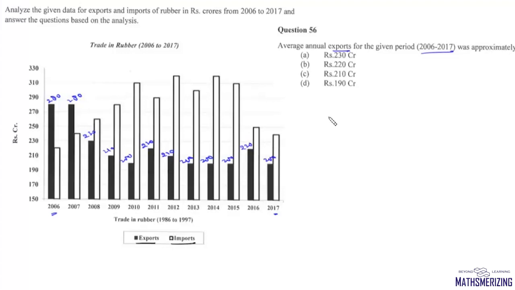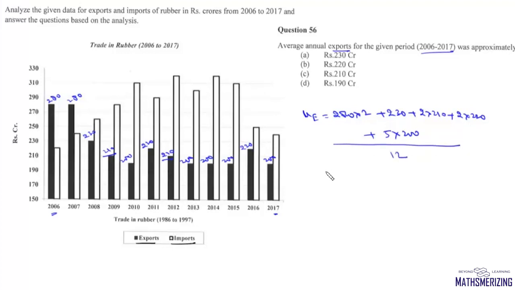Now we need to find the average of all these numbers. So the average of exports will be 280 into 2 plus 230, and then 210 here, 210 here, so 2 into 210, plus 2 into 220, and then plus 5 into 200, divided by 12.